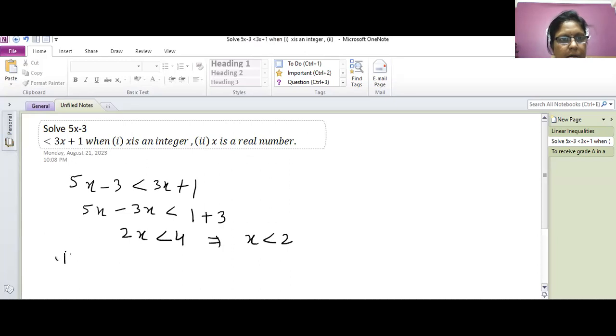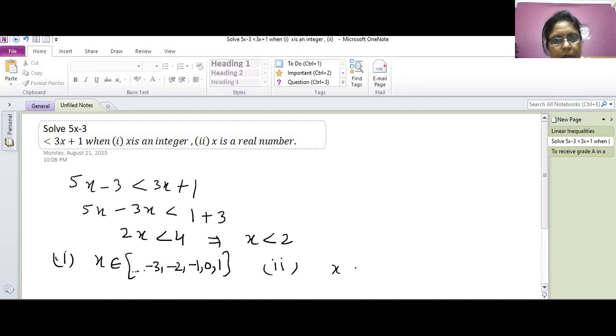Now the first part: when x is an integer, the solution set will be integers less than 2, that is, 1, 0, minus 1, minus 2, minus 3, and so on. This is the solution set in case x is an integer. Now the second part: if x is a real number, then x belongs to the open interval from minus infinity to 2.